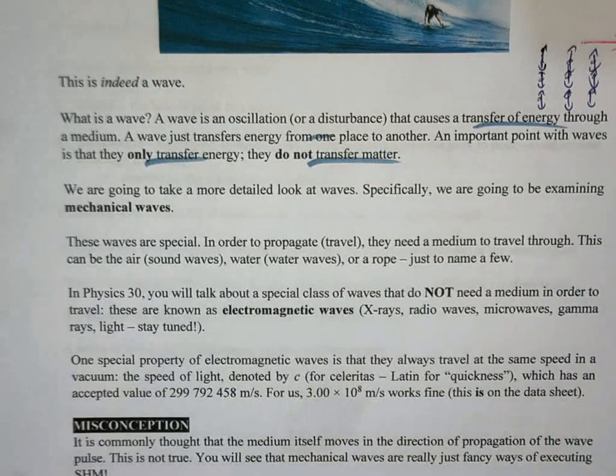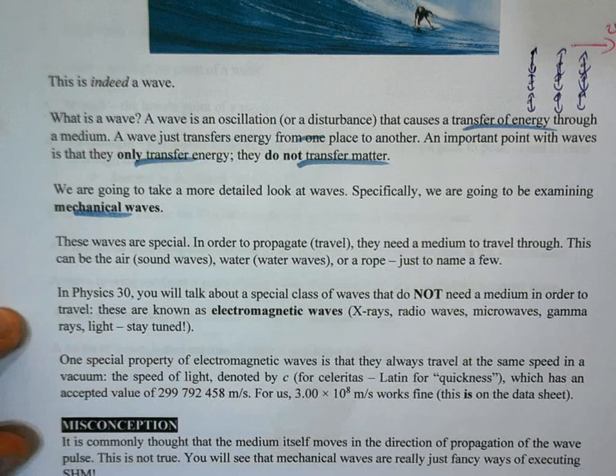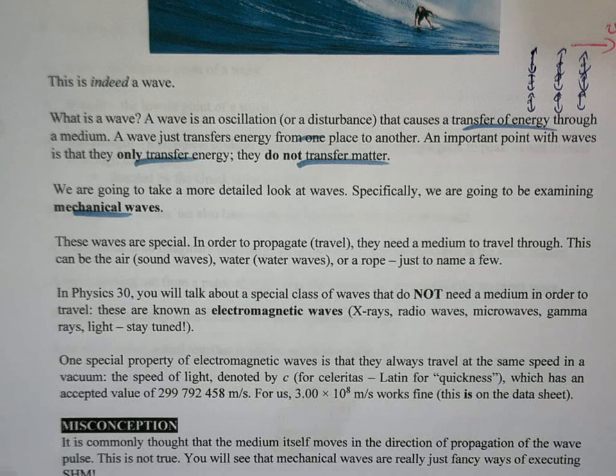Now, we are going to look at mechanical waves. That's our focus. These are waves that need a medium to propagate. A medium is just a means for that wave to actually be able to travel. So for example, if you'd like to have a water wave, you need to have water. Water would be the medium. If you'd like to have sound, you need to have air. Air is going to be the medium.